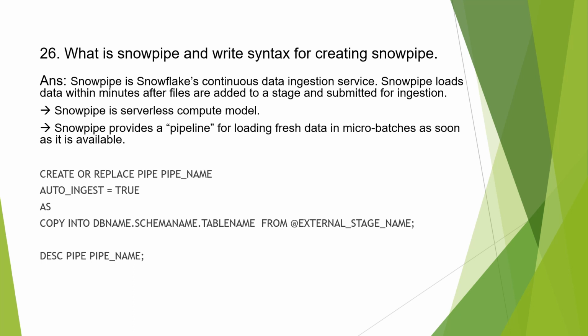And below is the syntax for creating a Snowpipe. It looks like create or replace pipe name, and we have to specify auto ingest equals true, and we have to provide the keyword AS, then the actual copy command which we use to get the data from external stages. And if we want to see the definition of an existing pipe, we can simply run the command describe pipe name. This is about Snowpipe in Snowflake.